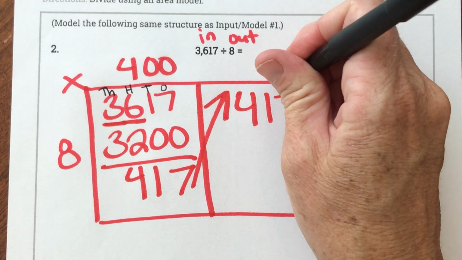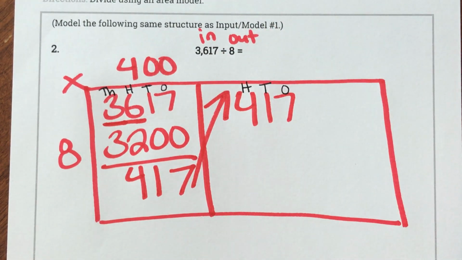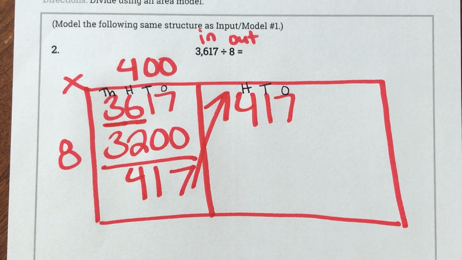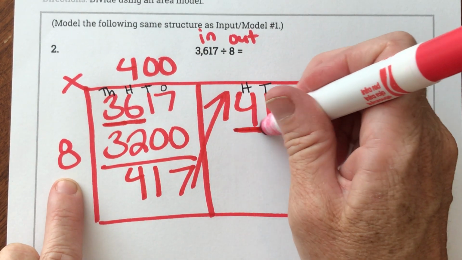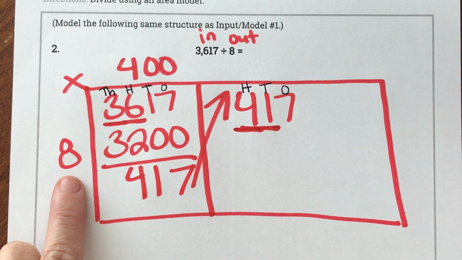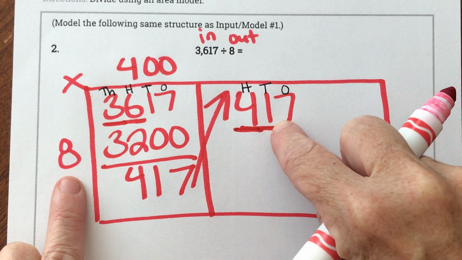Okay, what are my place values? Ones, tens, and hundreds. Okay, so I'm going to do the same idea. Can 8 fit into 4? No. Can 8 fit into 41? Yes, 8 can fit into 41 5 times.